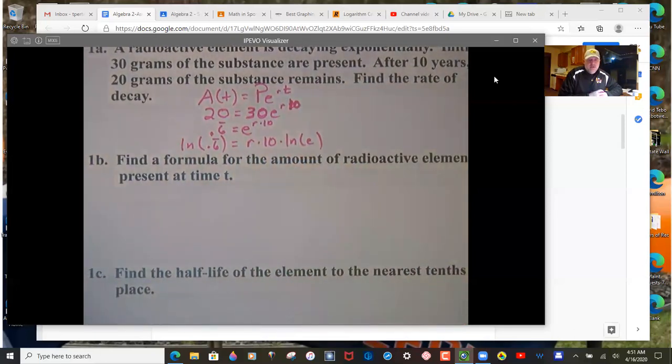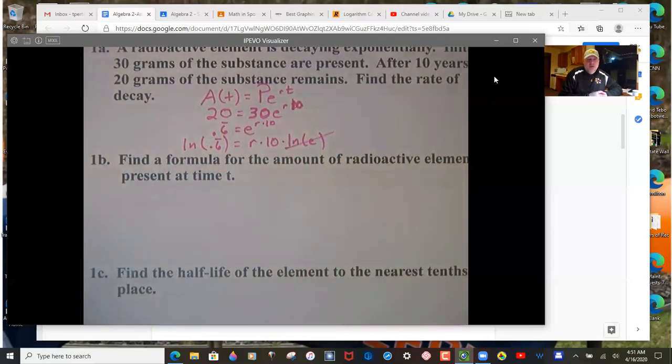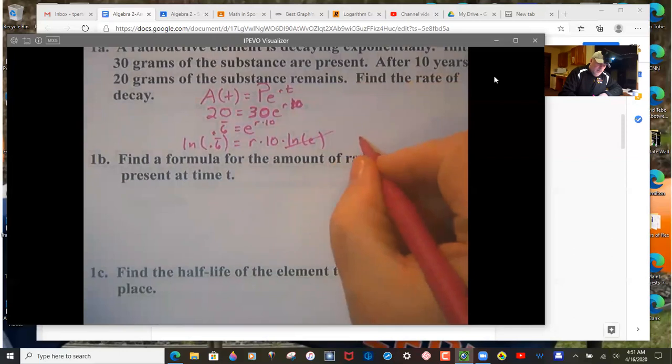But hopefully you understand that ln is log base e. I've said it enough; if you've watched the videos, you should know it now. So that goes away. Log base e of e is 1. Now to get what r is, we're going to do ln of 0.6 repeating, which you can just call 2/3, divided by 10.